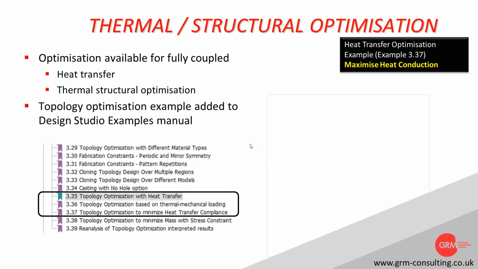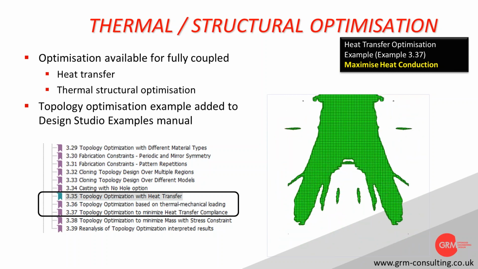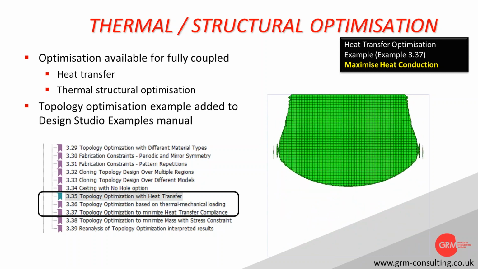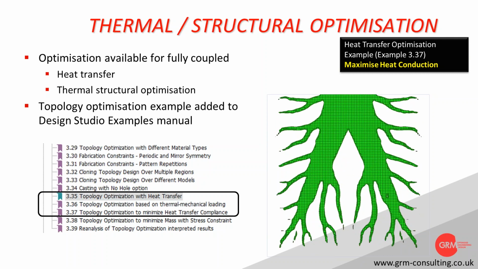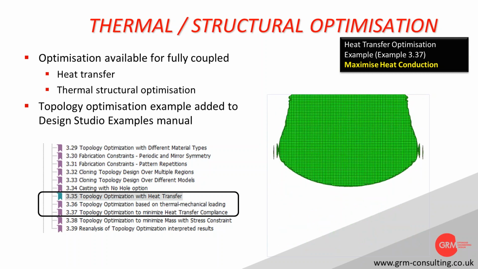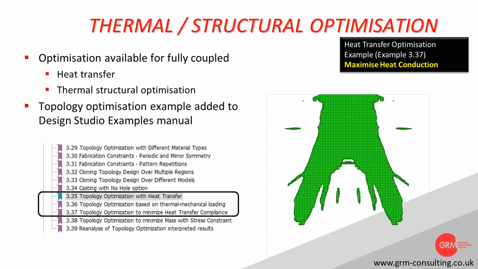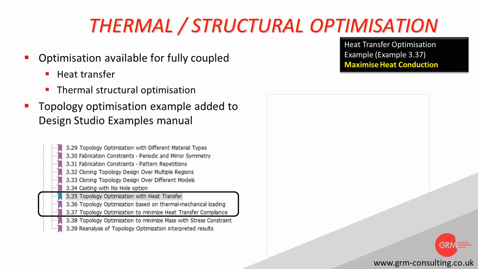So looking at the thermal structural optimization side, again we've got two types of optimization we can consider here. Direct heat transfer optimization. And interestingly, there we go, my animation was pausing for a brief moment. So hopefully you see that animating on screen now, like some strange plant roots. We've got examples in the Design Studio manual, and the one you're looking at here is 3.37, which is maximizing the heat conduction in a plate. This is a pure heat transfer topology optimization.